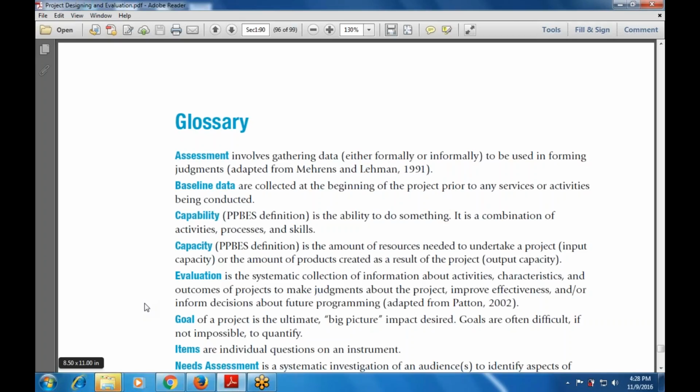Then evaluation, this is one of the important points. It is a systematic collection, systematic in the sense of everything in the system. So it is a systematic collection of information about the activities, characteristics, and outcomes of the project to make a judgment. For example, the evaluation part is used for judgment of the project, for improving the effectiveness or informing decisions about future programs.